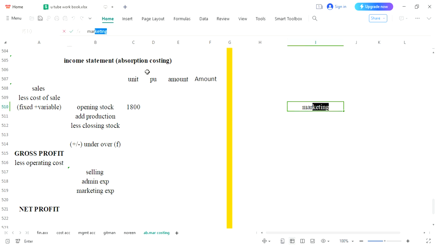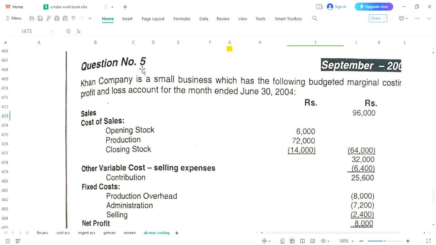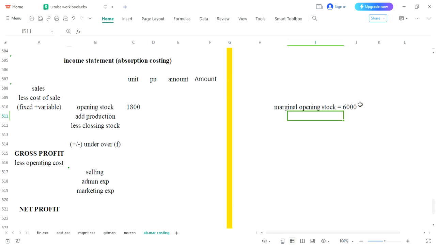Marginal opening stock is given as 6,000. So please focus again. This 6,000 was given according to marginal costing. Since it was not having fixed cost, so we will change it. This 6,000 was calculated when per unit cost was 40, and now per unit cost is changed.